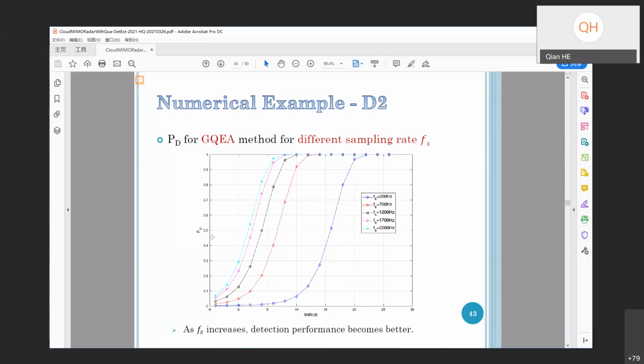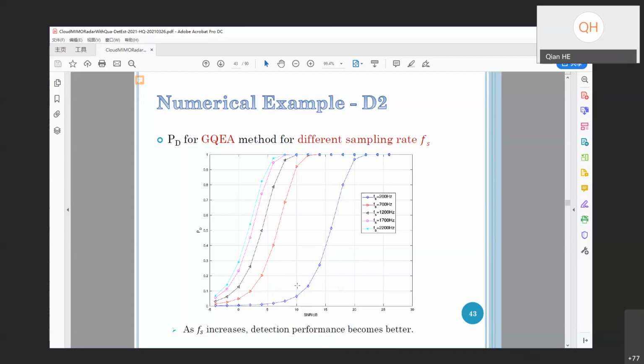Okay, so for the second example, what we did is we fixed the number of bits, but we changed the value of the sampling rate, right? You see, this is the sampling rate when Fs is equal to 200 hertz, and then this is 300, this is 700, 1200, 1700, and 2200. You can see as you increase the sampling rate, your performance gets bigger and bigger, right?